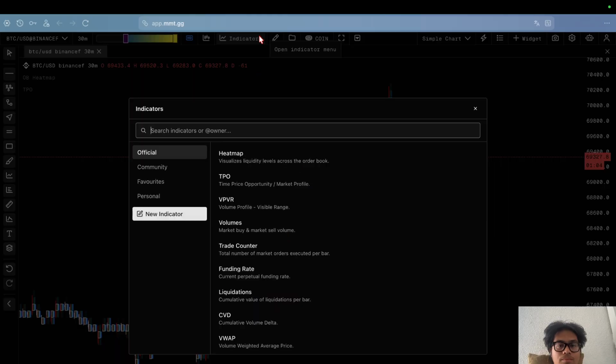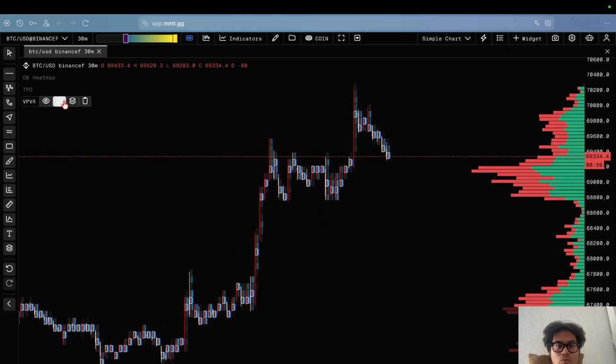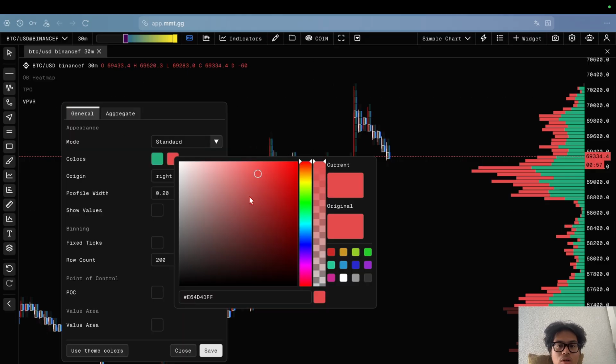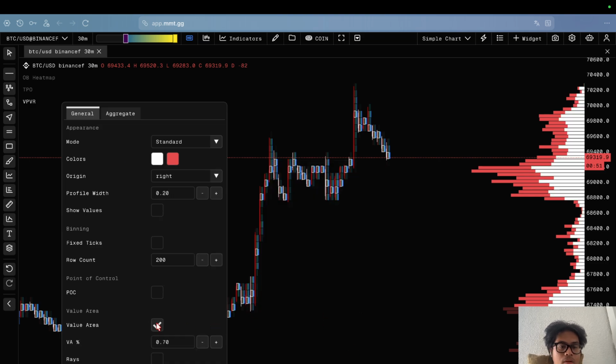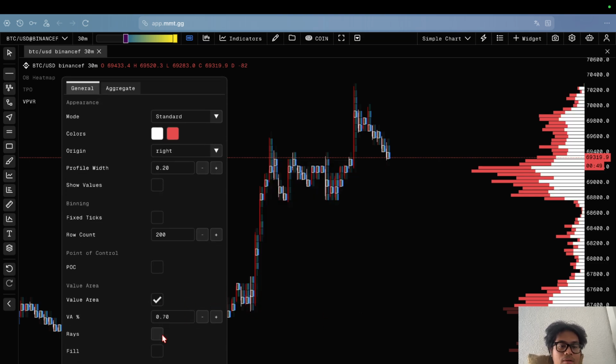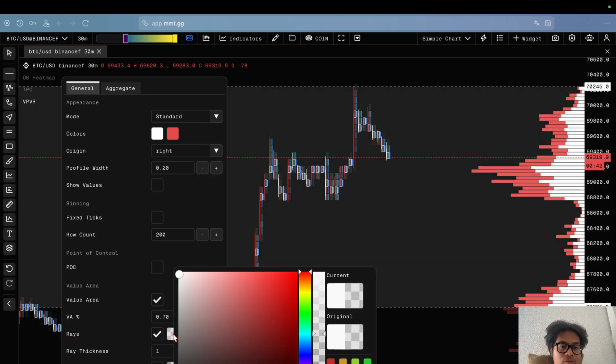Okay, next one. Okay, this one I use because literally this one is, I'm gonna use the colors. I'm gonna do white. This is more good for you. Yeah. Value area finally. Race and fill. Good, good. For a race, no, not. I need a color that will be, I might go with a blue one. Blue, yeah.